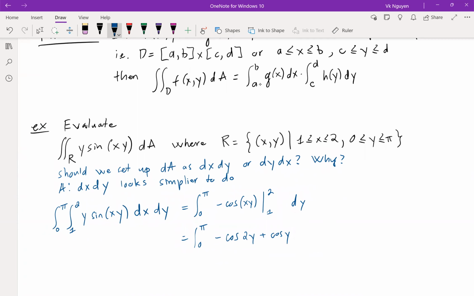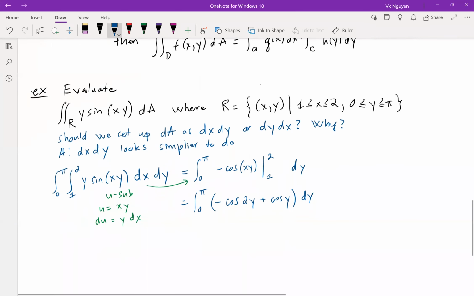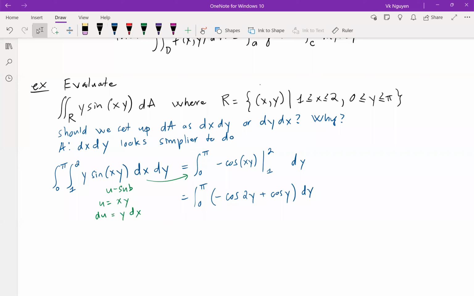Is everybody okay with the u sub here? Yeah, you can quickly do the u sub here. So maybe a little review here. U sub: u is equal to xy, so du is going to be y dx, and you see that the y dx is going to be du, and so that is why you have this one. And then the derivative of sine is negative cosine. Yeah, and this is much faster to do.